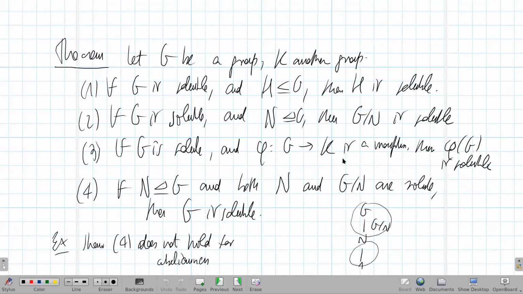Now the proof of 3, as I said, is rather easy because it tells you that if you have a soluble group and a morphism, then the image is soluble. Of course, you cannot say anything about K. For instance, the morphism could send all of G to the identity, and then of course you have no control on K.